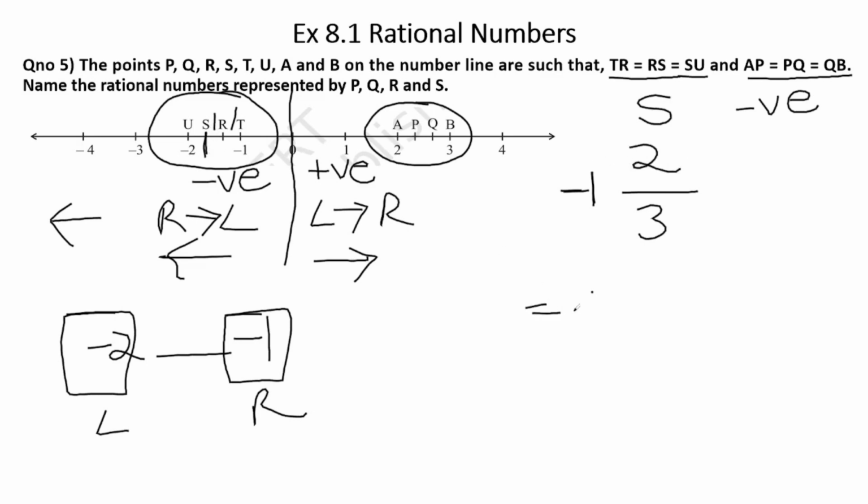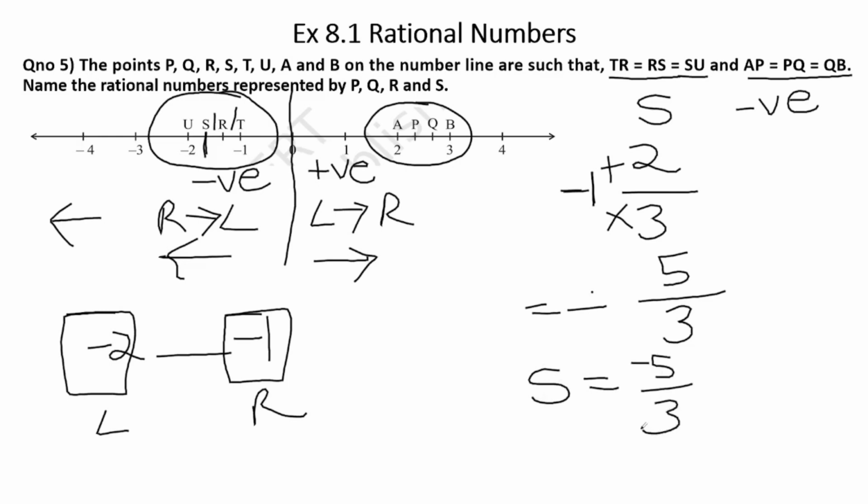Now write this minus sign as it is. Now 3 into 1. 3 into 1 is 3. 3 plus 2 is 5. 5 in the numerator and 3 in the denominator. So we can say S represents -5 by 3 on this number line.